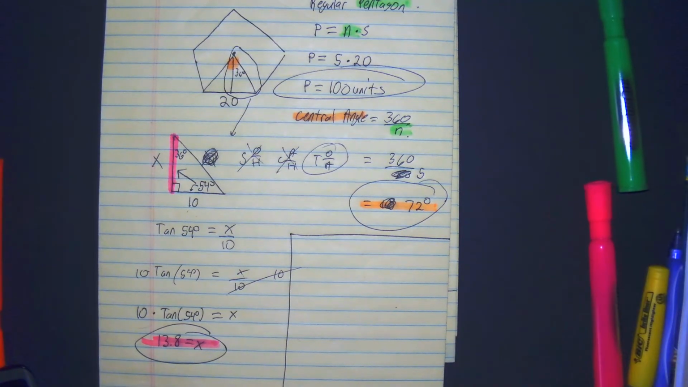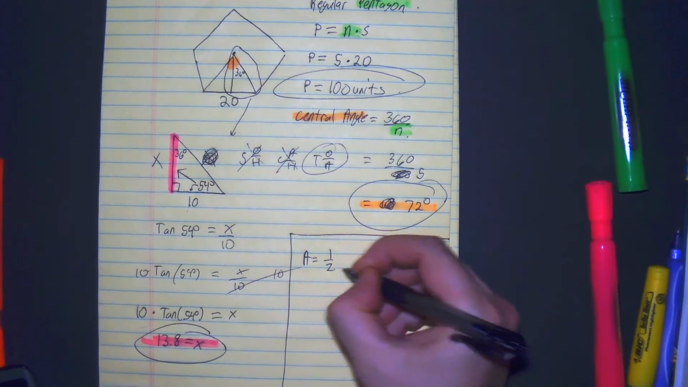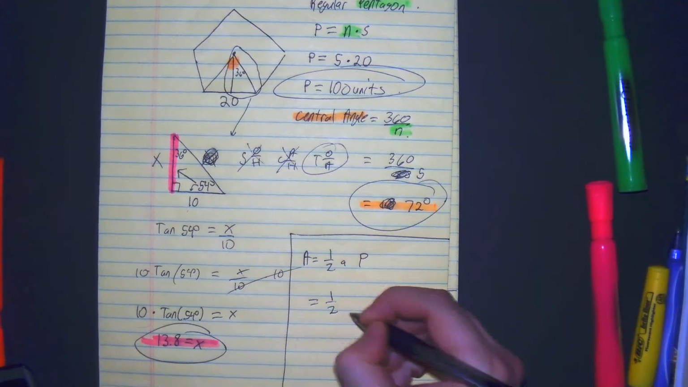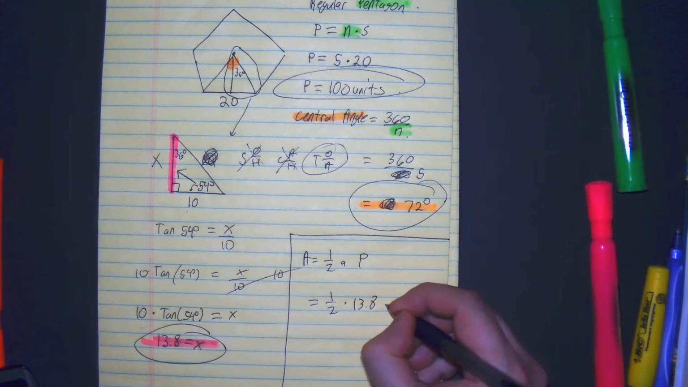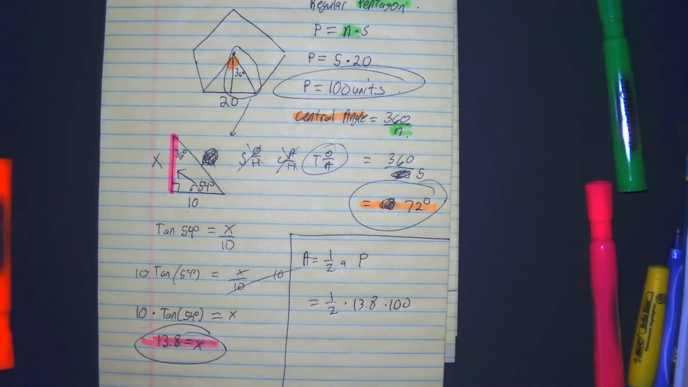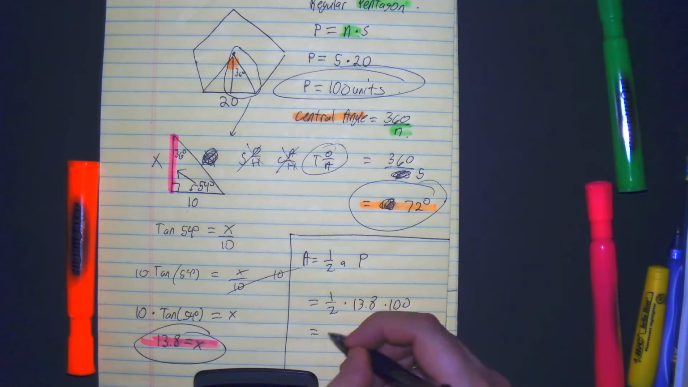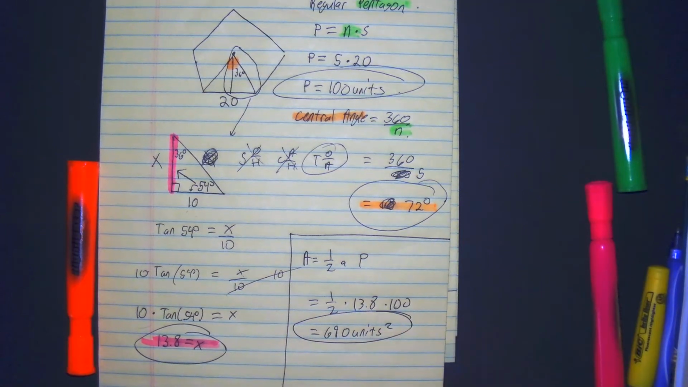So now that we have all this, we have our perimeter. Area is equal to 1/2 the apothem times the perimeter, which is equal to 1/2 times 13.8 times 100. So you do 0.5 times 13.8 times 100. You get this is equal to 690 units squared. All right, there you go.